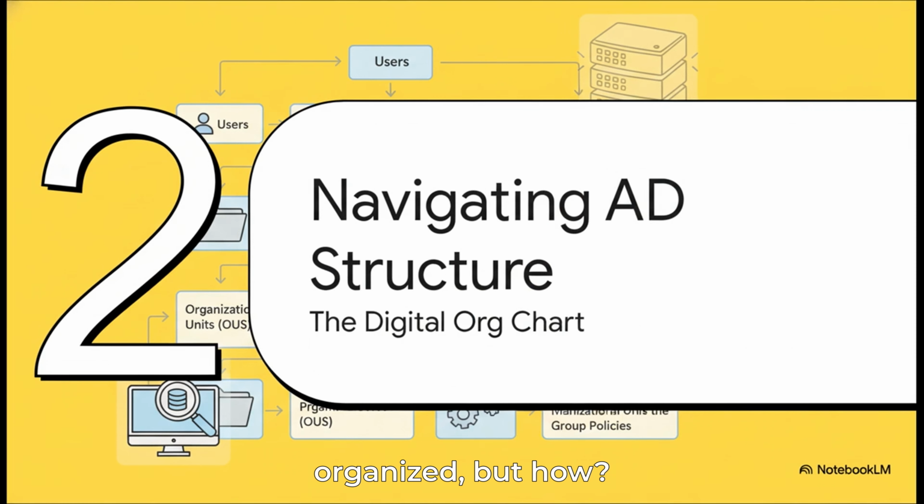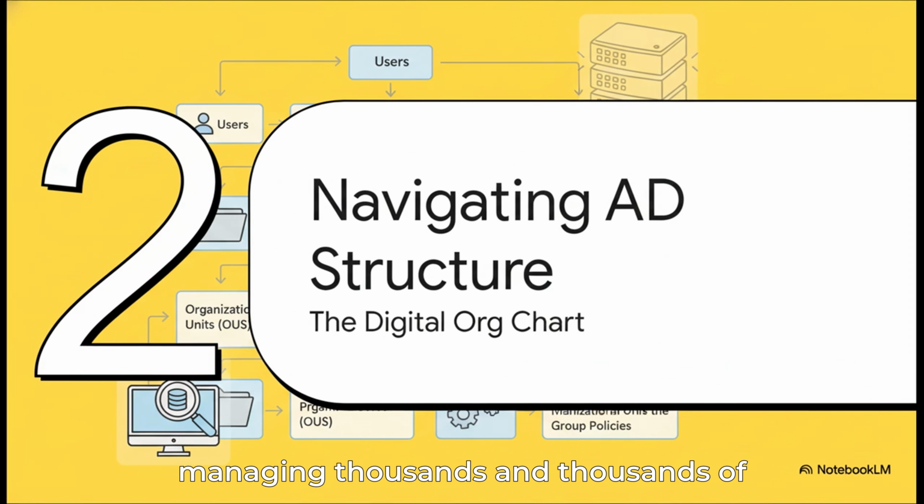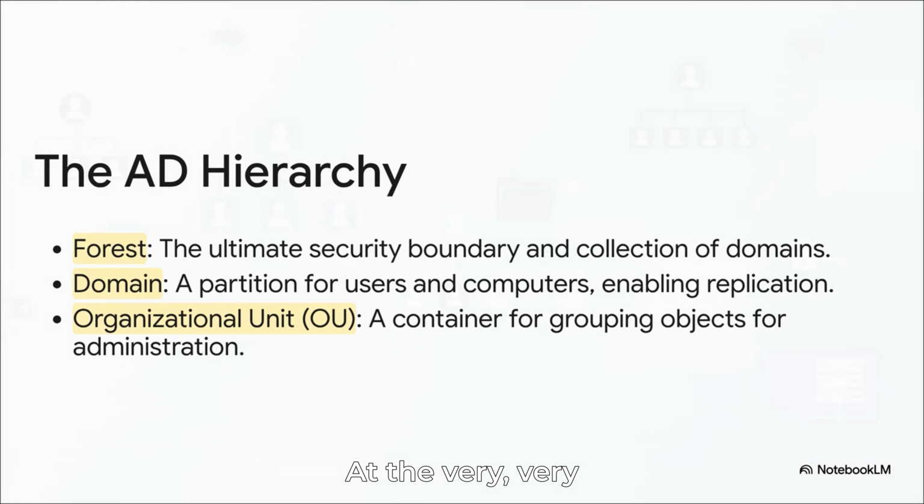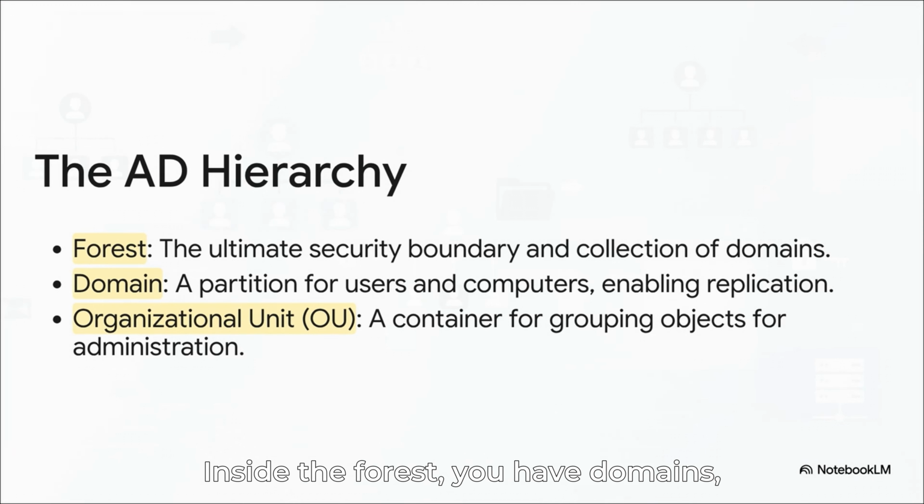So we know AD is organized, but how? Well, the best analogy is to think of it like your company's digital org chart. It's a top-down structure that makes managing thousands and thousands of different objects, like users and computers, actually possible. So let's see what that looks like. At the very, very top, you have the forest. That's the whole shebang, the entire environment. Inside the forest, you have domains, which are kind of like major departments. And then inside a domain, you have organizational units, or OUs.